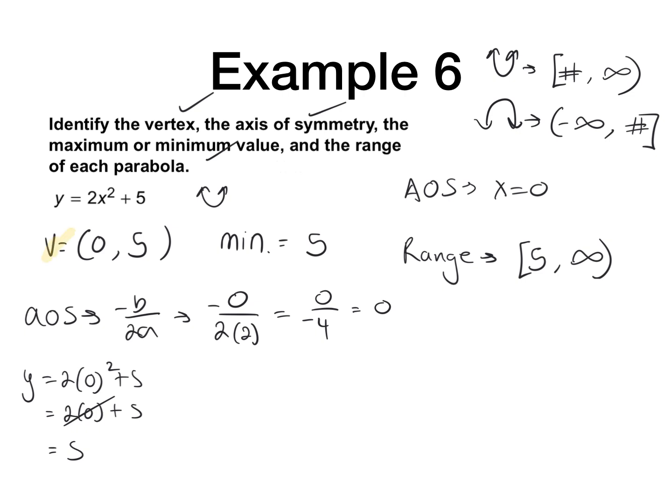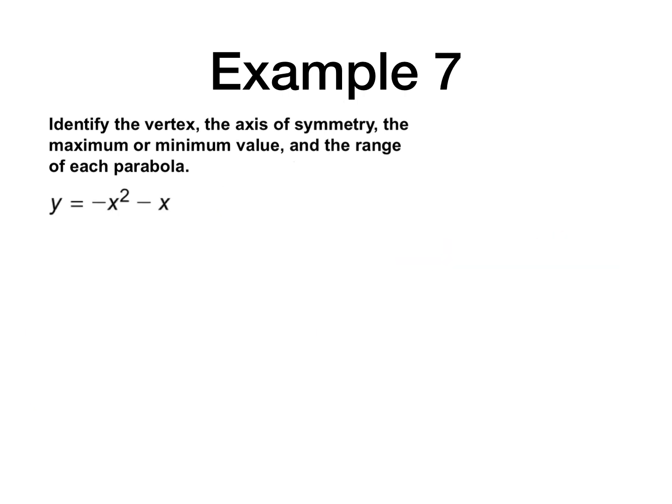So we have our vertex, we have our axis of symmetry, we have the minimum value, and we have the range. We have found all 4 things they have requested us to find. So example 7 is identify the vertex, the axis of symmetry, the maximum or minimum value, and the range of each parabola. So let's start with the vertex. I'm going to start with the vertex using the equation negative b over 2a. So negative 0 over 2 times negative 1. So negative 0 over negative 2. That is 0 over 2, which is just 0.